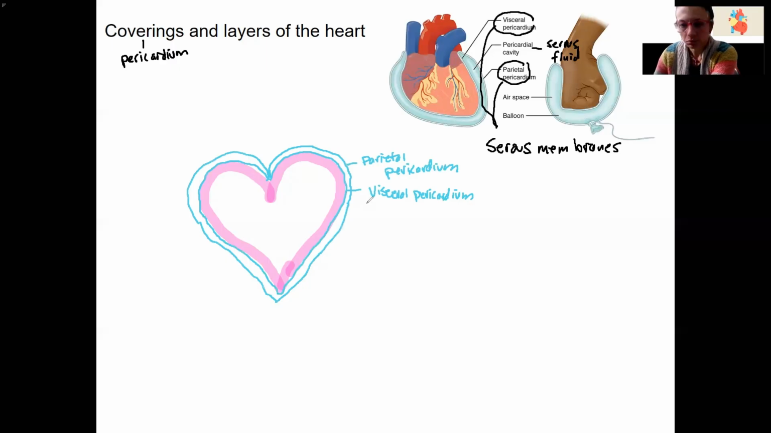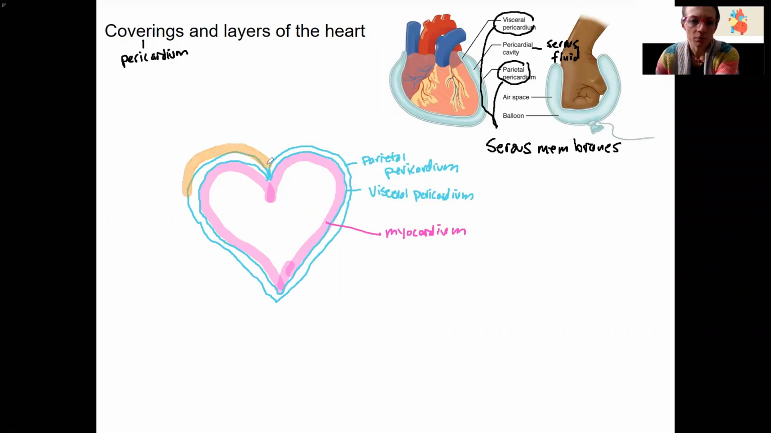I'm going to label that. This is what's going to contract and cause heartbeats. So it's that structure. So in between these two serous pericardial layers, there is this pericardial cavity with the serous fluid. And then we got one more layer that surrounds the heart. This is a fibrous, make it a little bit thicker, fibrous pericardium.